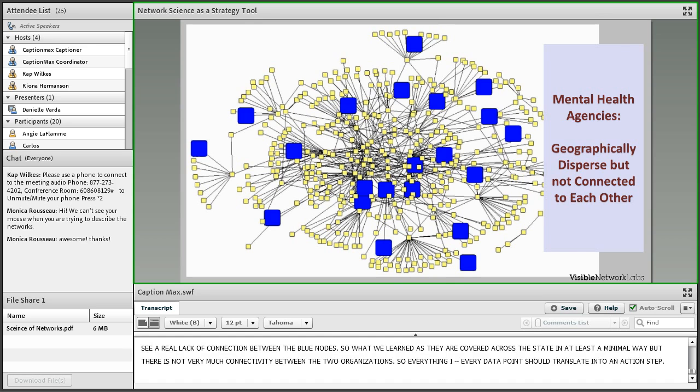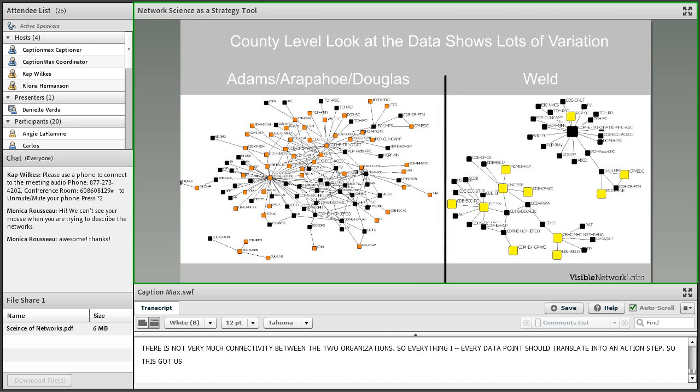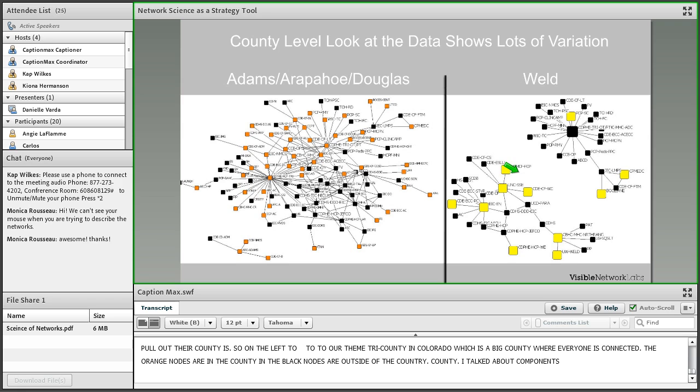But if I took all those yellow nodes away, we would actually see a real lack of connection between the blue nodes. So what we learned is that they are covered across the state in at least a minimal way, but there's not very much connectivity between these organizations. Every data point should translate into an action step. So this got us really thinking, should we be thinking more about how to coordinate mental health care, as an example.